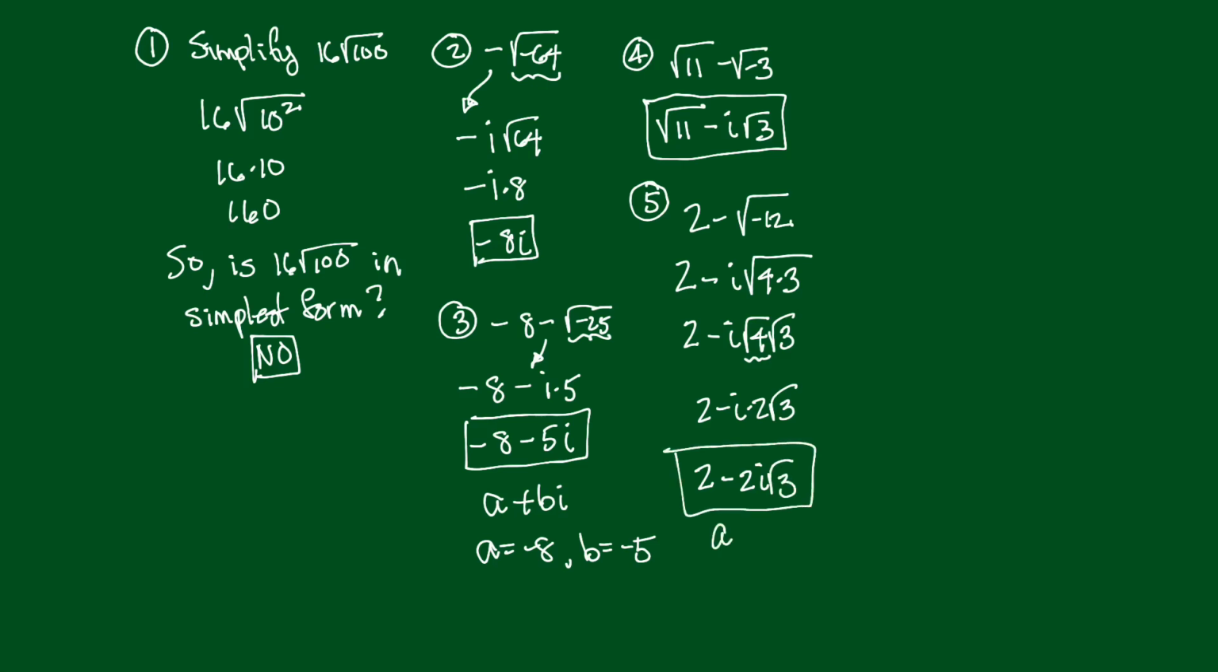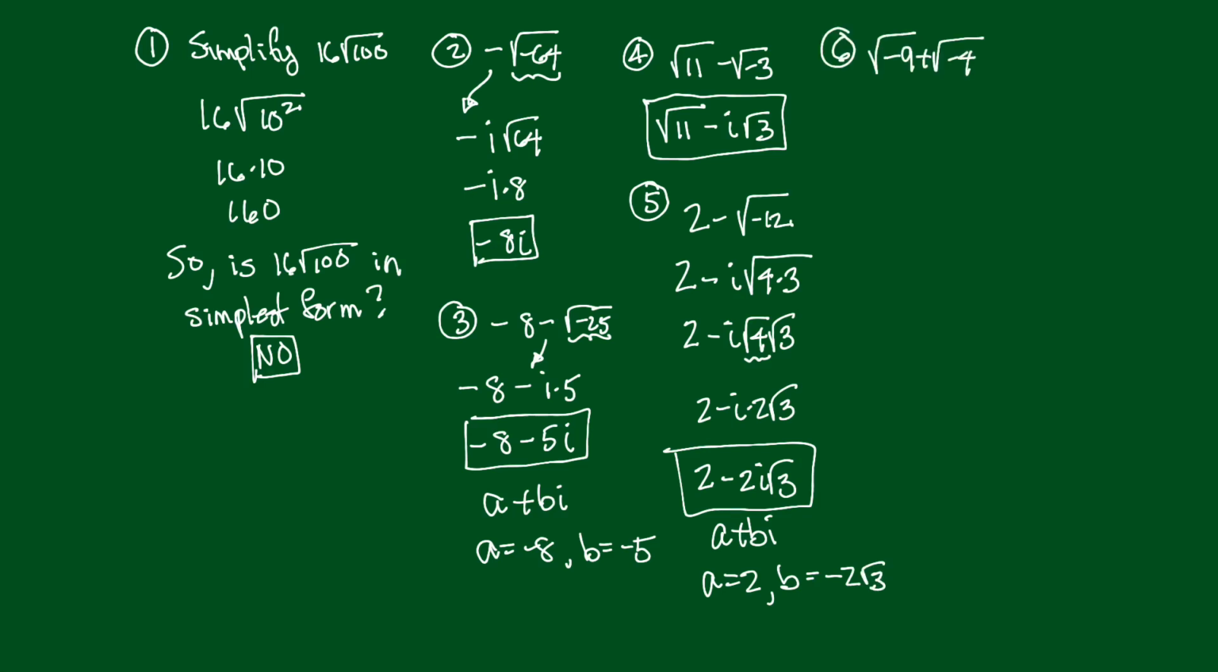And this is the form A plus BI, where A, the real part, is 2, and B, the imaginary part, is, now be careful here, the I does not come along with it. What's the imaginary part? What's the multiplier of the I? The 2 and the square root of 3. So this is going to be negative 2 square roots of 3.